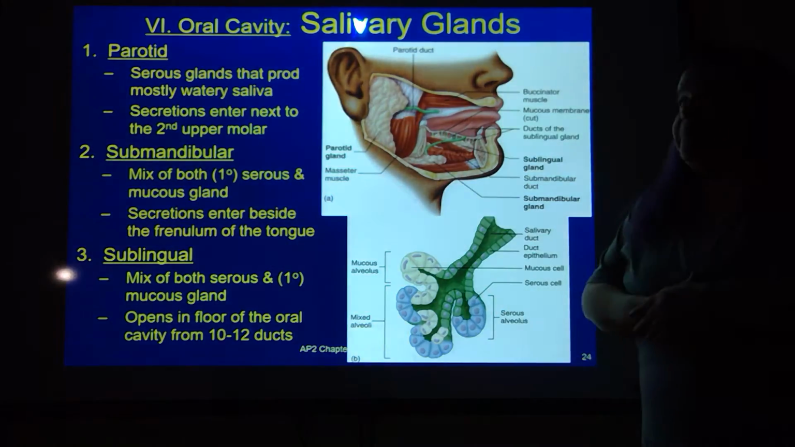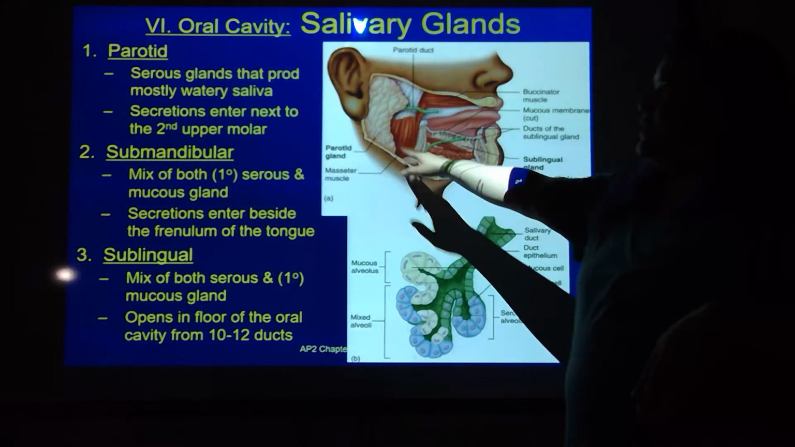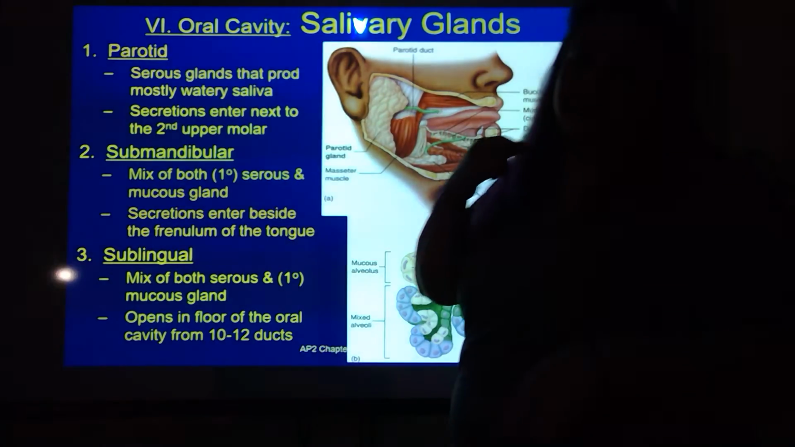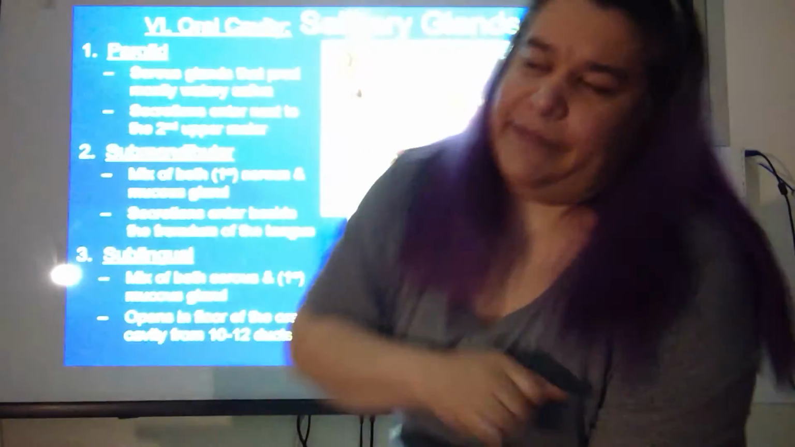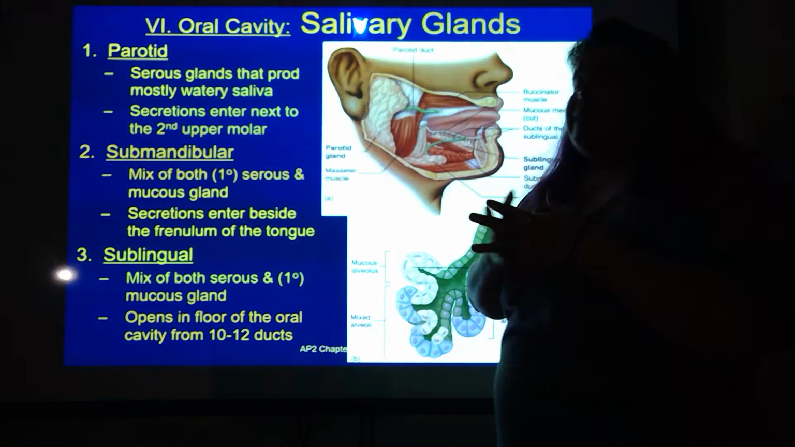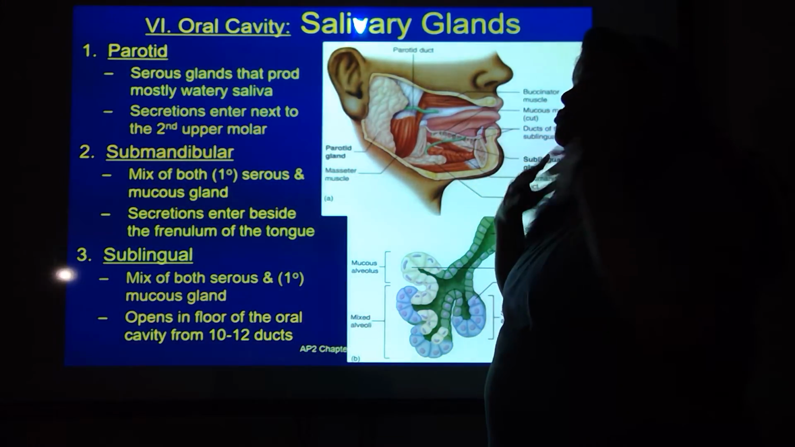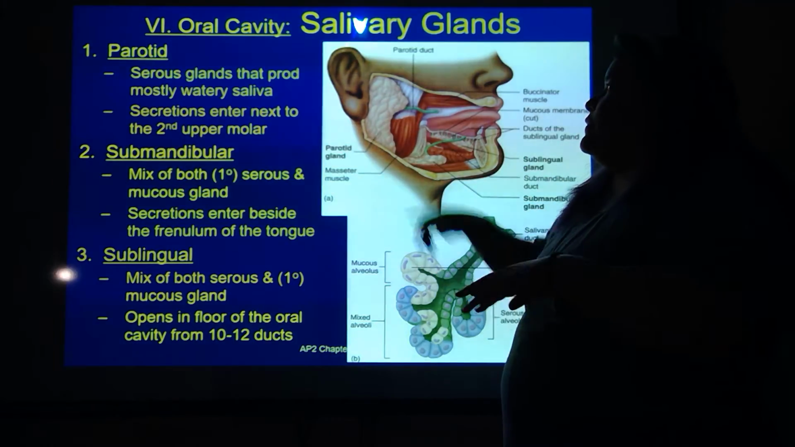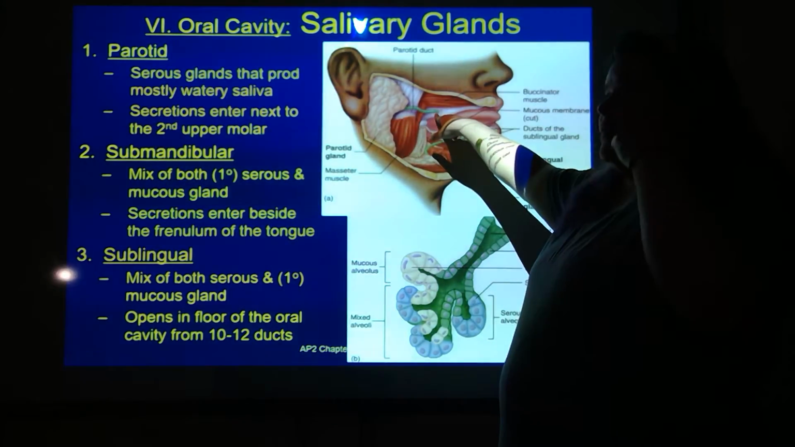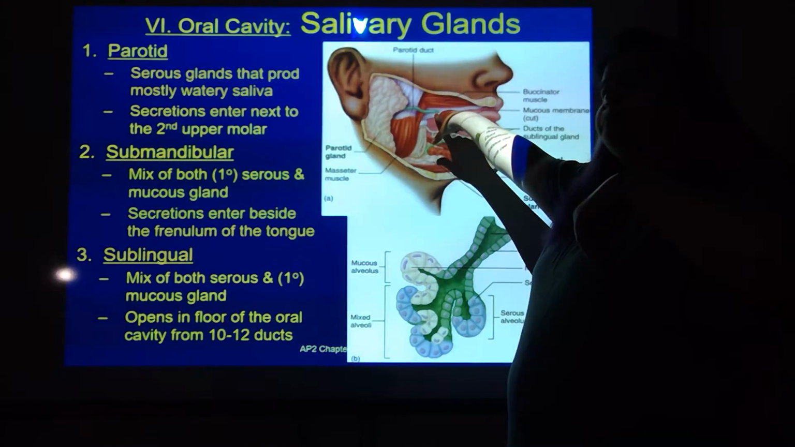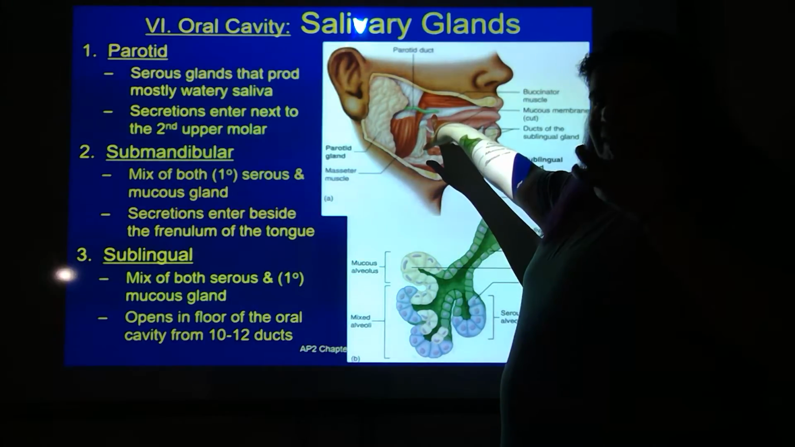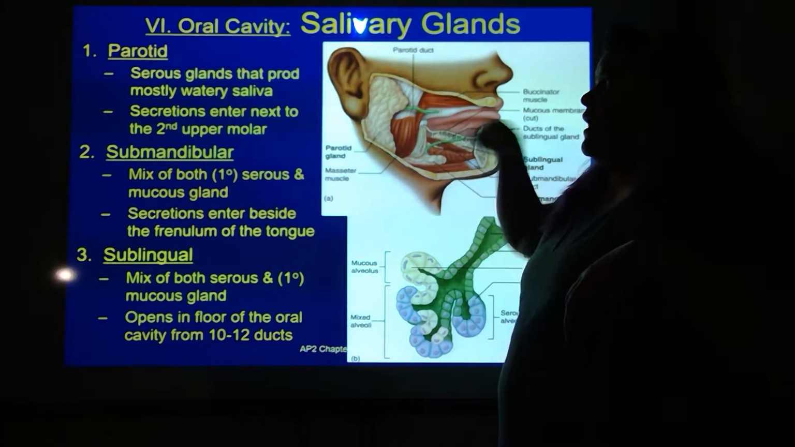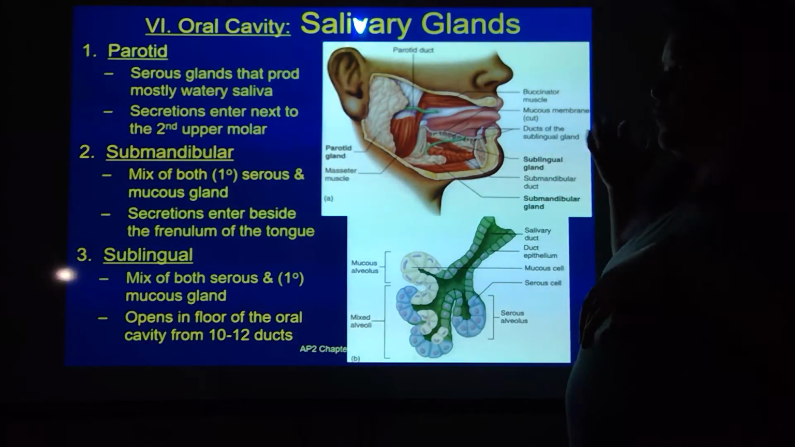So let's talk about the big glands. The parotid is up here. Okay, it's right next to your ear. If you ever had something really sour and all of a sudden it feels like you get a cramp right here, that's the parotid salivary gland. It's a serous gland, and it produces mostly watery saliva. The secretions from this come in by your second upper molar. One of the places that we have issues with plaque is actually where these salivary glands come into our mouth. So we have issues with plaque with our molars.